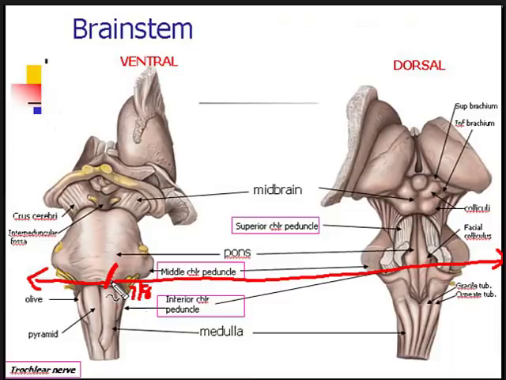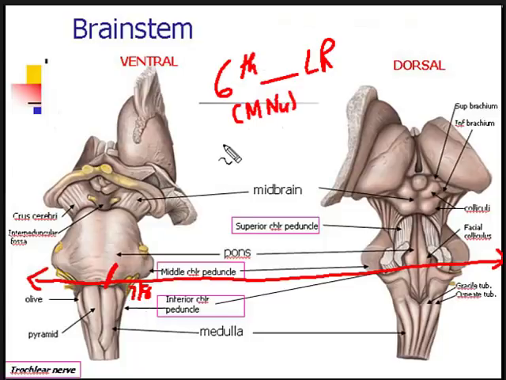So as I said, if we take a section here, we are going to see the 6th, 7th and 8th cranial nerve nuclei. Now the 6th supplies one muscle of the eye, which is the lateral rectus. So we are only going to see a motor nucleus of the 6th cranial nerve. The 7th has a lot of functions. It supplies muscles of facial expression, so we'll see the motor nucleus of the 7th.